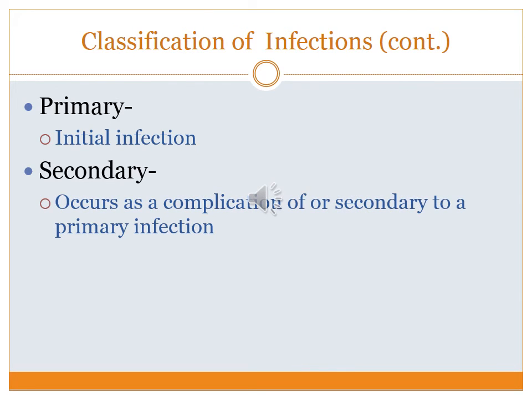And then we have the classes of infections. Primary, that's your initial infection. Secondary occurs as a complication of, or secondary to, a primary. So an example would be herpes simplex type 2 versus cold sores, or bacterial infection of a cold sore. A lot of times people will get infections and then they'll also get cold sores, so that becomes the secondary.